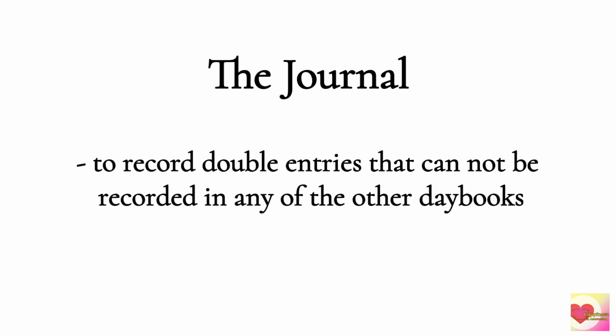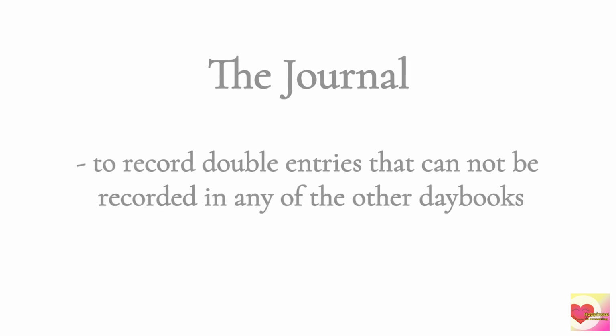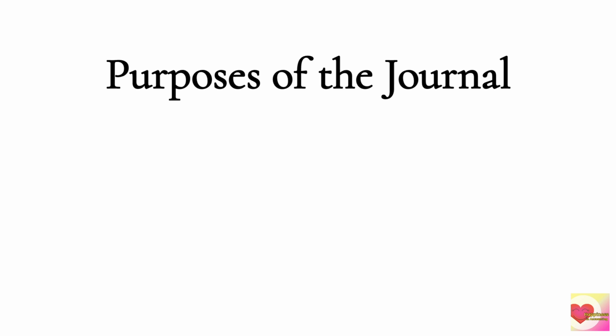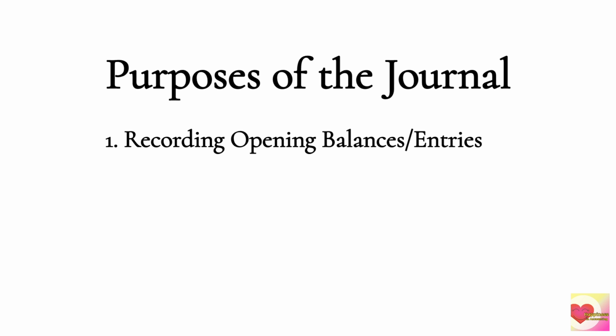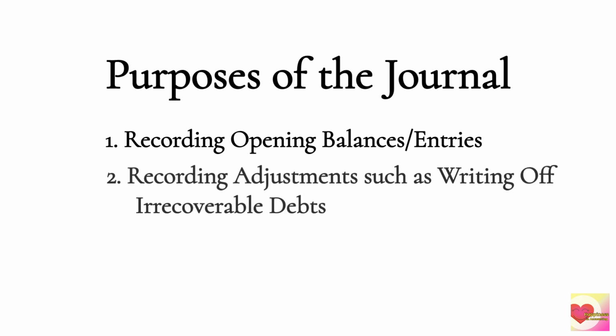The journal is one of the books of prime entry, and this will be used a lot in the principles of bookkeeping controls. It is used to record double entries that cannot be recorded in any of the other daybooks. So what are the purposes of the journal? First is recording opening balances or entries, which is the beginning or the start of the new accounting period. Next is recording adjustments such as writing off irrecoverable debts, which we will be discussing later on in this video.